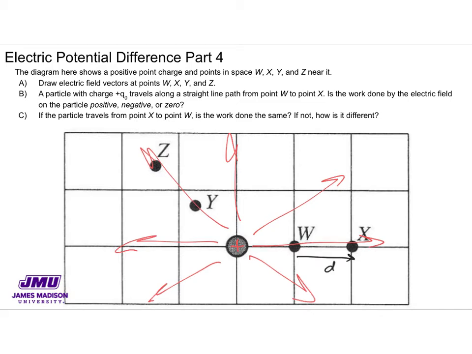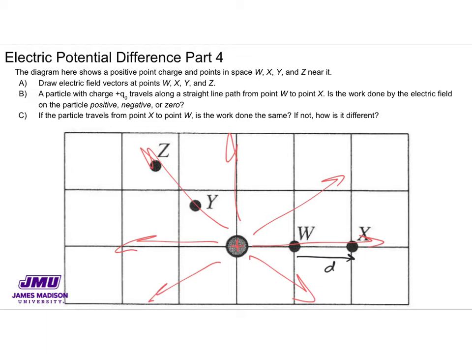So it's moving here. It's got a displacement in this direction. That means that as a positive charge moves from point W to point X, the electric field does positive work on that charge. In part C, it's asking if the charge moved from X to W, how would that be any different?